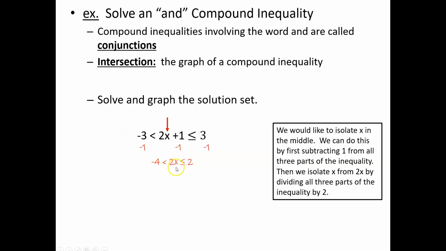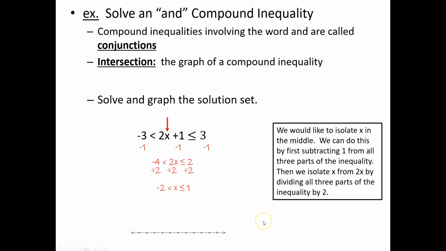Then, I'm still trying to get this x by itself, so I'm going to divide by 2. And I'm going to do that on the other sides as well. So I get -2 is less than x is less than or equal to 1.